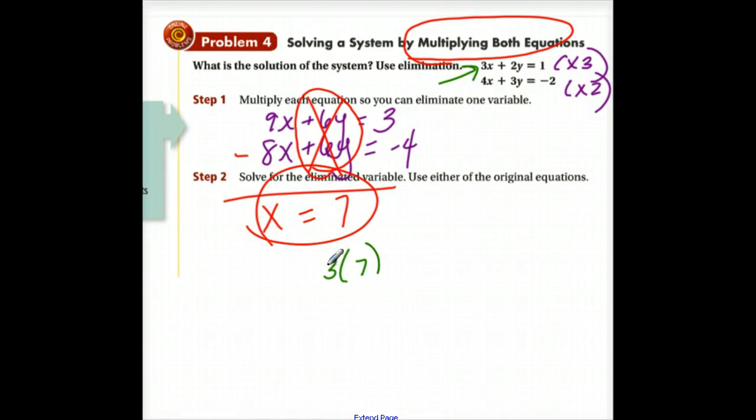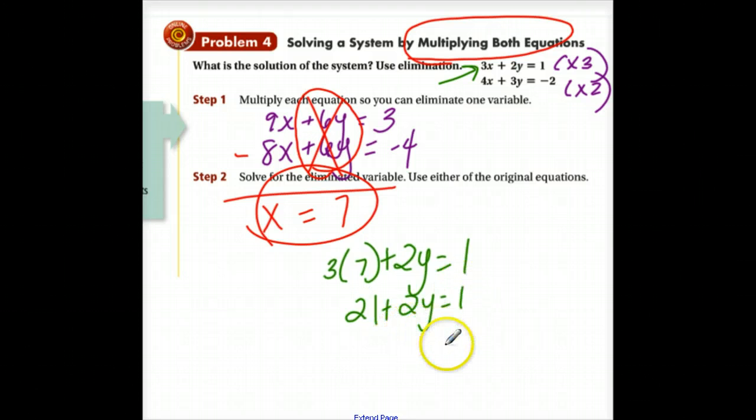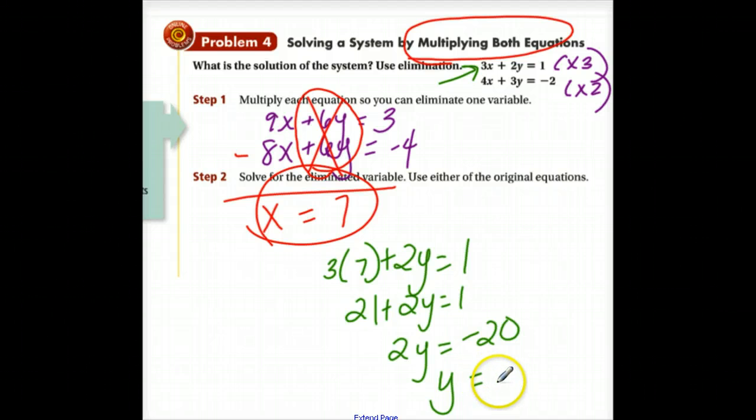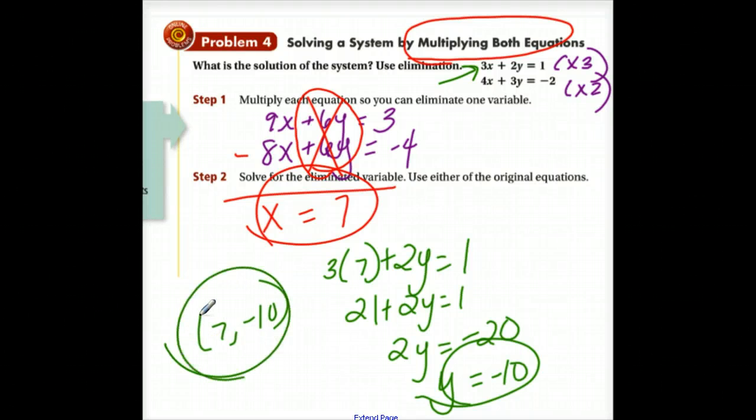3 times 7 plus 2y equals 1. 3 times 7 is 21. Subtract the 21. Divide by 2. Y equals negative 10. My solution to this system is 7, negative 10. I had to multiply both equations to get this solution.